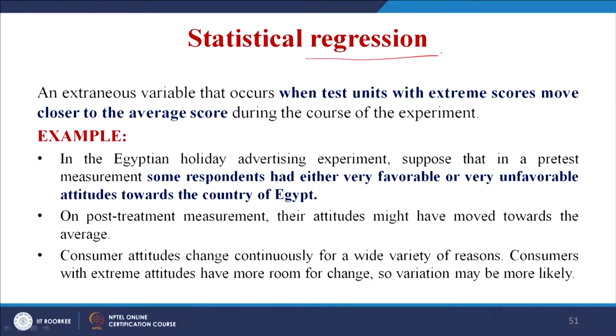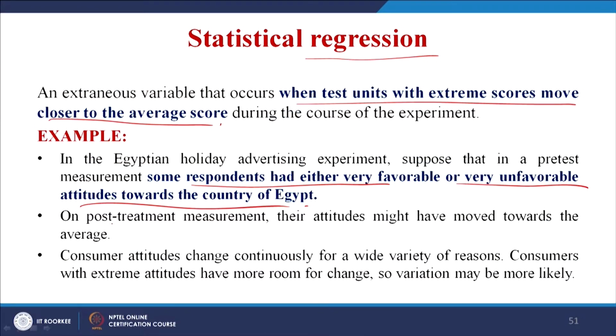Statistical regression. Now, regression means what? Moving towards the average. That means an extraneous variable occurs when test units with extreme scores move closer to the average score during the course of the experiment. Now, what does it mean? Let us take our earlier example, the Egyptian holiday advertising experiment, where people were asked about their opinion to visit Egypt for a holiday.